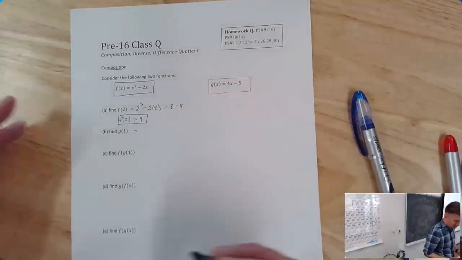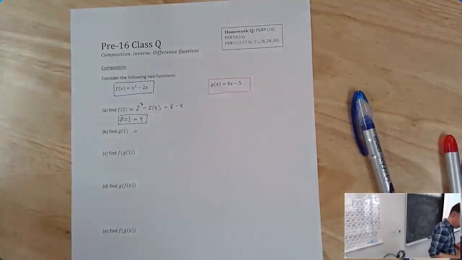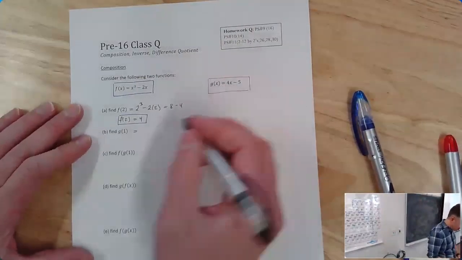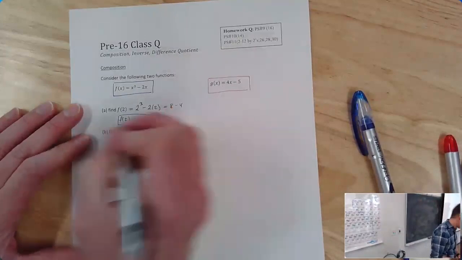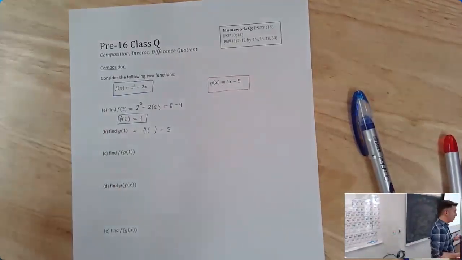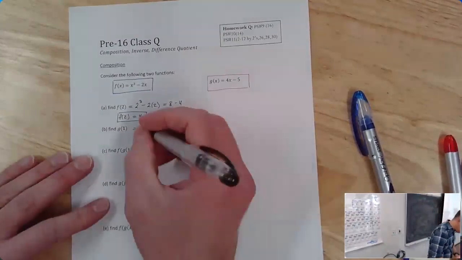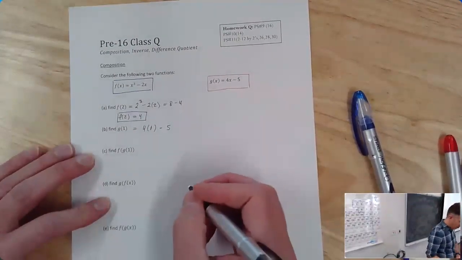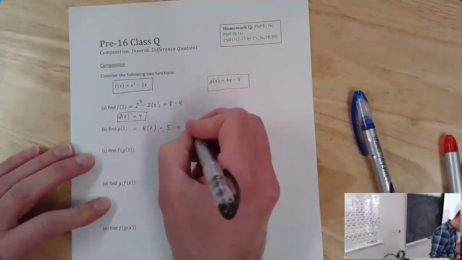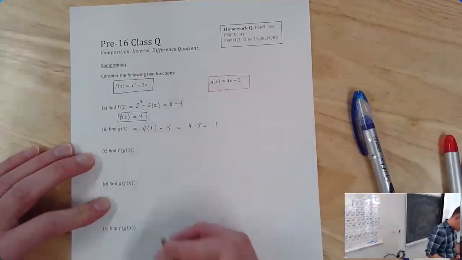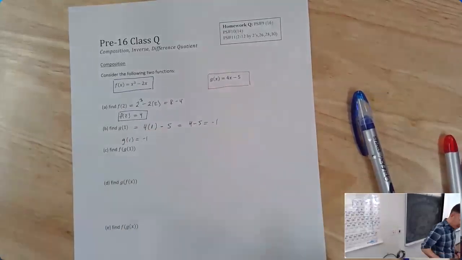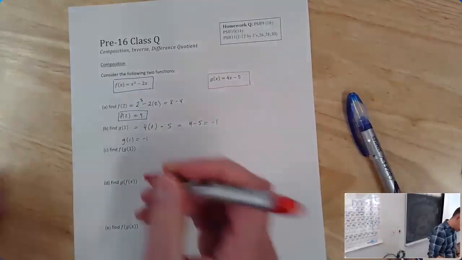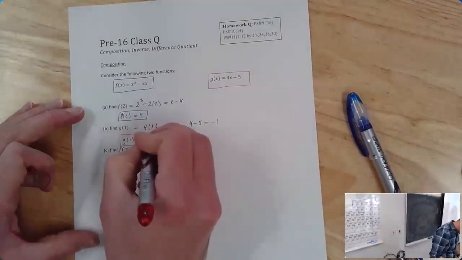One of my students, when they told me how they did this, they said that instead of writing 4x minus 5, they like to write a parentheses wherever they had an x, and then substitute in what's in the parentheses. In this case, a 1. That's going to be 4 times 1 minus 5, which is 4 minus 5, which is negative 1. So g of 1 equals negative 1. I don't really need to put that in the box, but I'm going to because I did for the other ones, so why not?